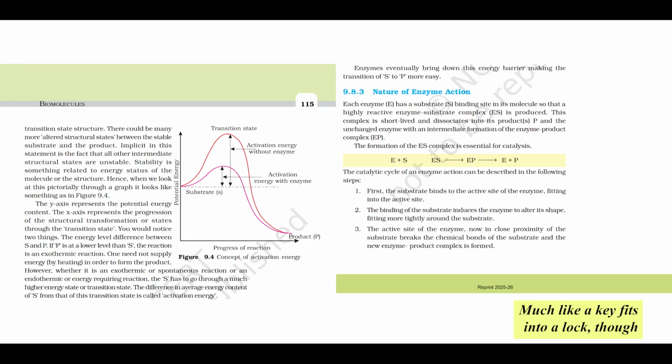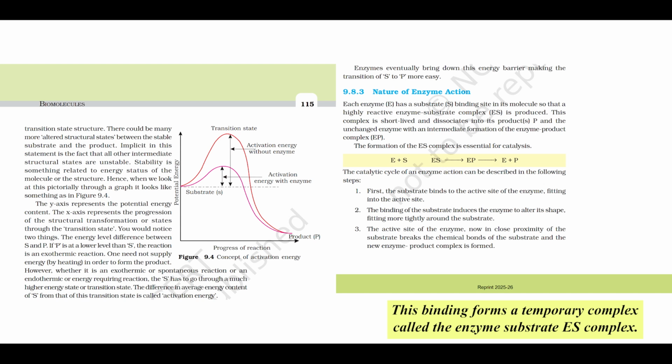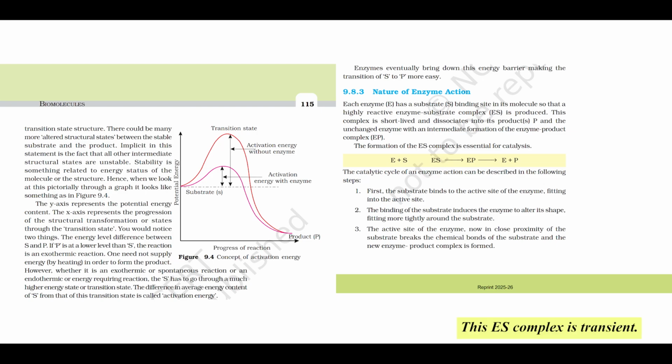much like a key fits into a lock, though the fit isn't perfectly rigid, as we'll see. This binding forms a temporary complex called the enzyme-substrate ES complex. Enzyme plus substrate makes ES complex. Okay. This ES complex is transient. It doesn't last long. While the substrate is bound in the active site, the enzyme puts stress on its bonds or brings reacting groups together, making it easier for the reaction to occur.